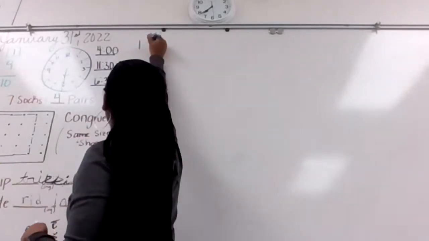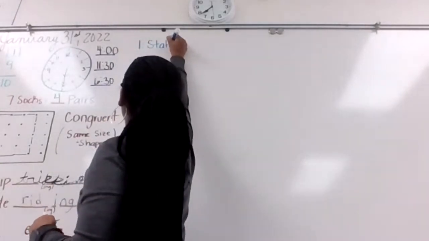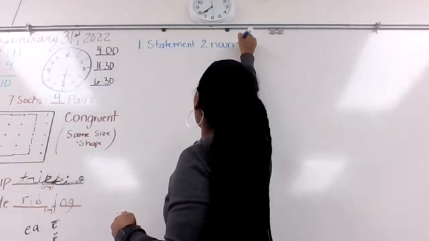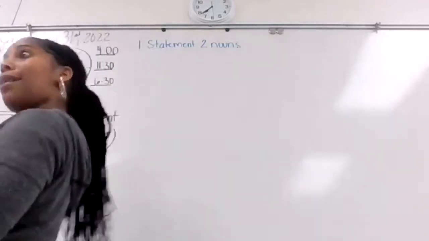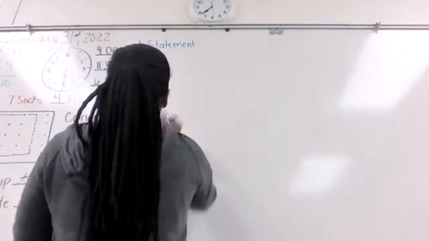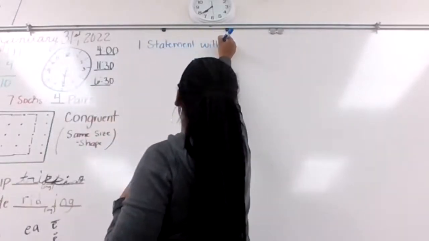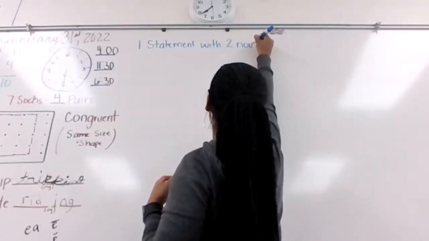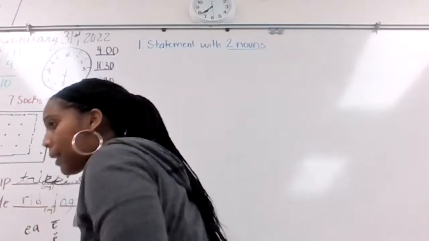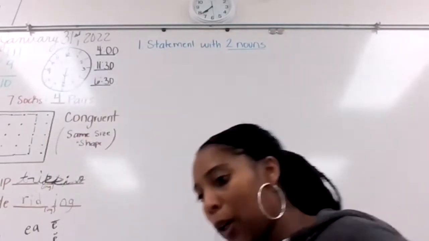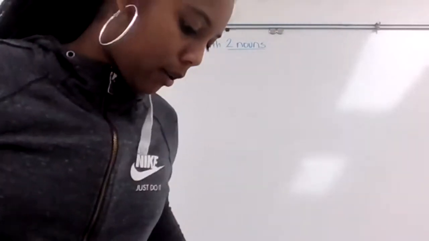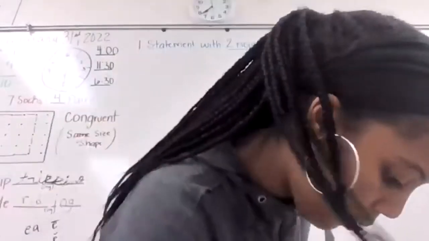I would like a statement sentence that has 2 nouns inside of it. I hope you remember what nouns are. Person, place, thing, idea. So I need a statement sentence with 2 nouns. It could be 2 persons, 2 places, 2 things. It could be a person in a place. It could be a thing in a place. A person, idea. It doesn't matter. Just I need a statement sentence with 2 nouns. Go ahead and write a sentence.